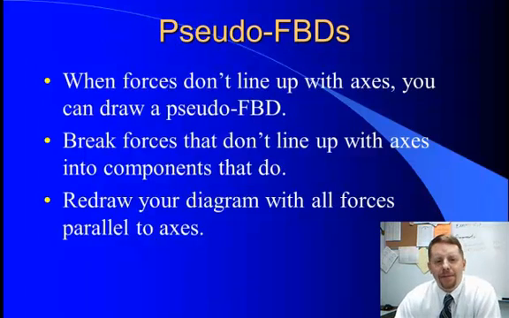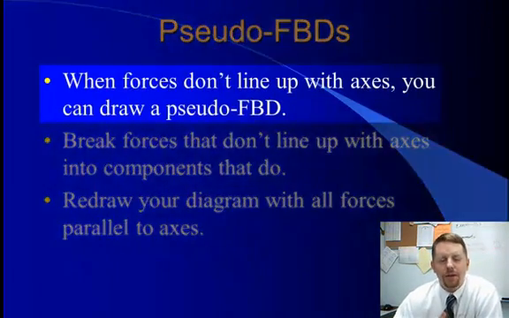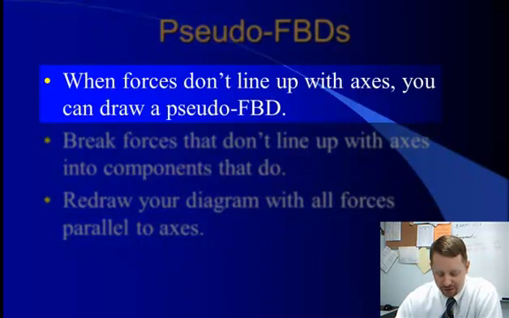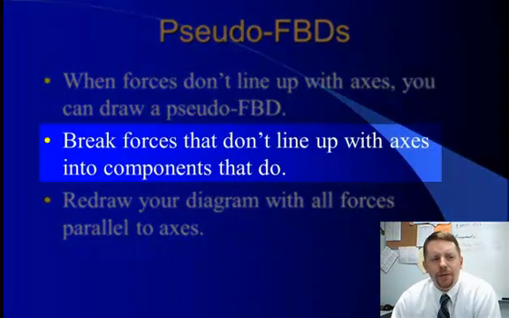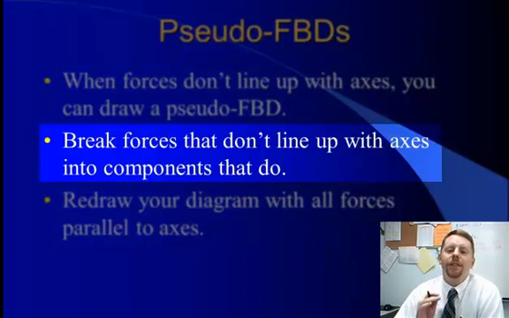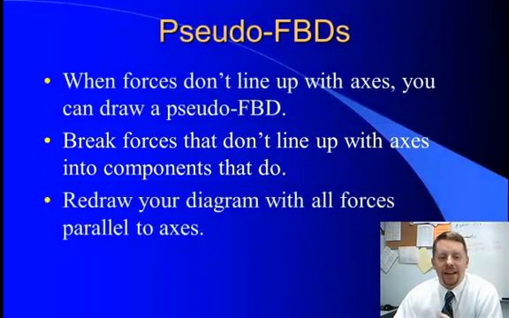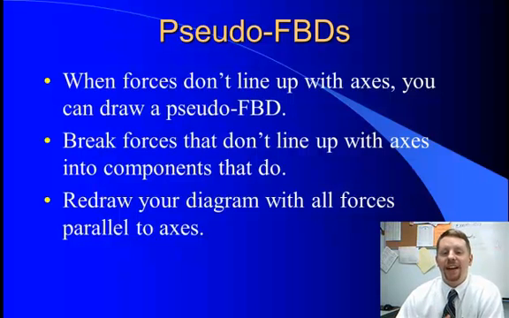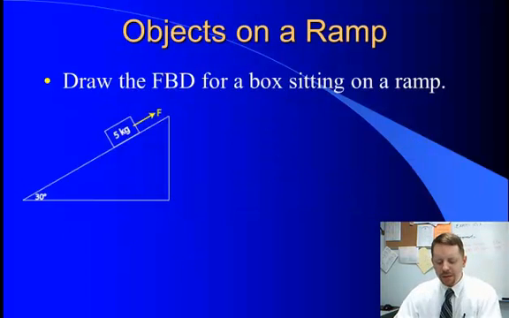Now, there are times when all of the forces that you put on an object don't line up with the axes you're going to draw. In this case, you can draw a pseudo free body diagram. You break the forces that don't line up with an axis into components that do. Now, if you're in the AP class, when it asks you to draw a free body diagram on a problem, do just the forces first, then make a separate diagram where you break those forces up into components. You'll actually lose points on an AP exam if you only draw the pseudo free body diagram. Let's see what this means.